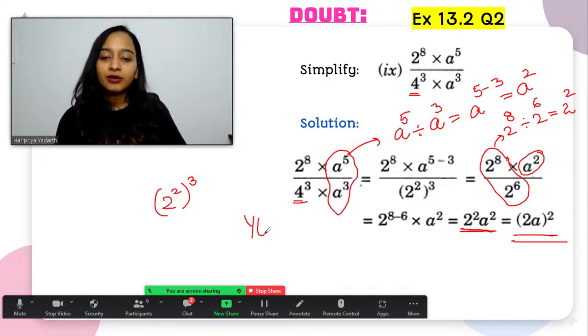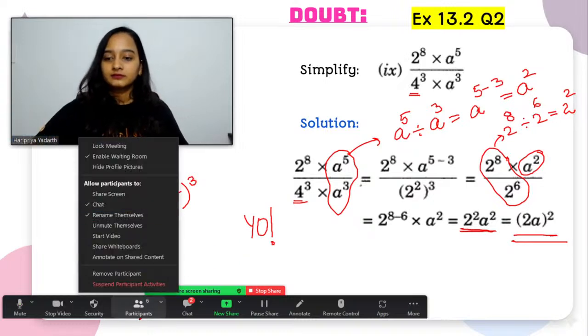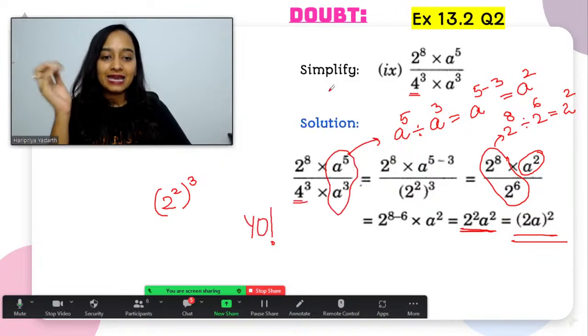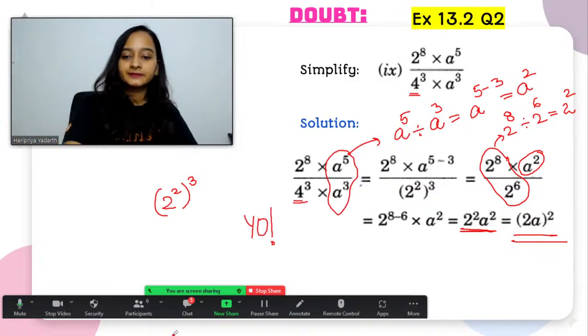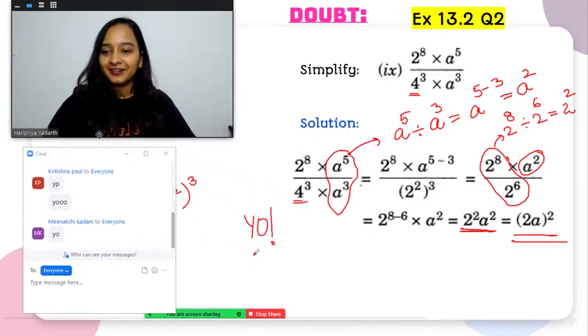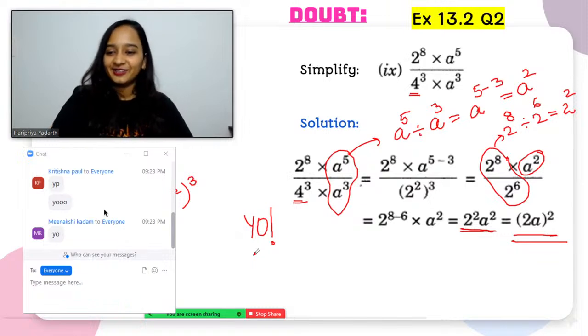Understood? Quickly give me a yo in the chat box right now, everybody. Did you understand this? Yes or no? All good? Yo? Okay, I'm getting a chat here. ठीक है. Awesome. Awesome. Chalo, chalo.